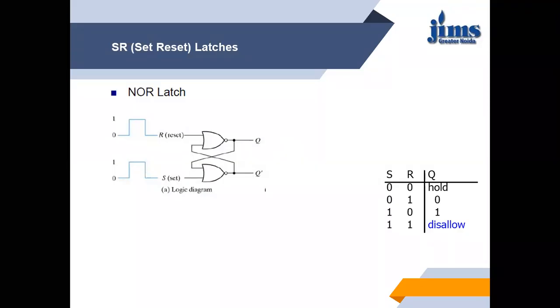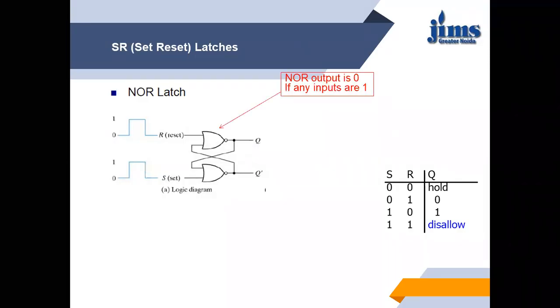Whenever Q is 1, Q bar will be 0. Whenever Q is 0, Q bar will be 1. So we have considered that the outputs are complementary to each other. That is our first assumption, and we have done nothing but a cross coupled NOR gate. The output of the first NOR gate is input to the next NOR gate, and the output of the second NOR gate is the input to the first NOR gate. One input is R, which stands for reset, and one input S stands for set. We'll see in detail how this works.